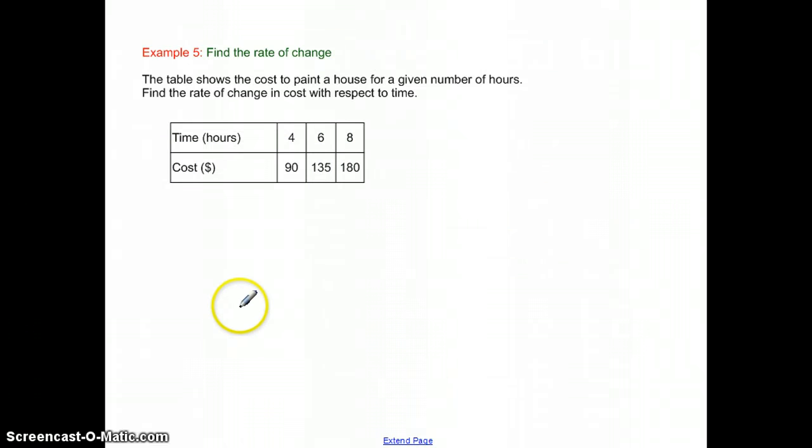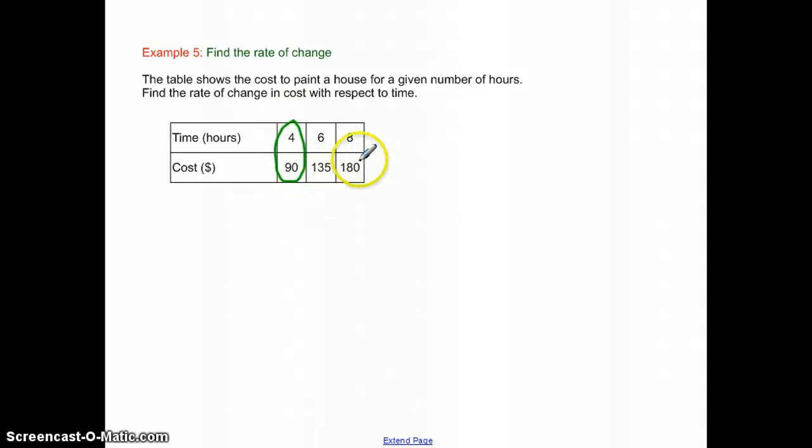Alright, so finding the rate of change. Here is a table showing time for painting a house and how much it costs. We want to find the rate of change in cost with respect to time. Rate of change basically is when you compare a change in one quantity to a change in another. So we're going to compare the change in time to the change in the cost.